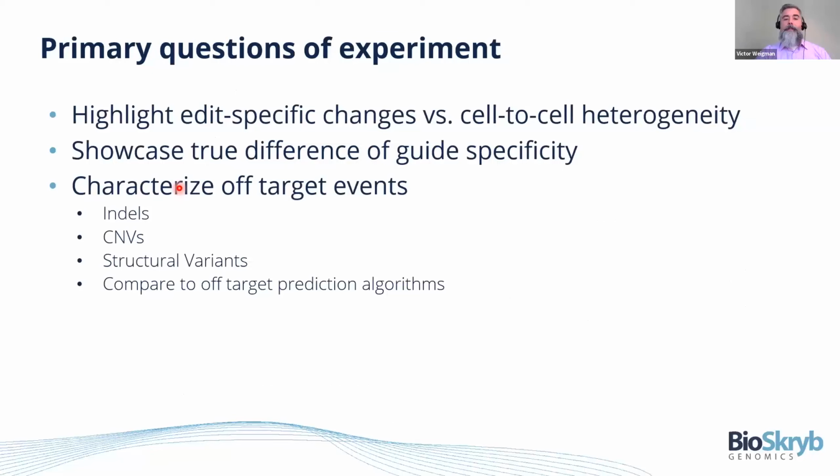And then we're going to characterize the off-target events. We're going to look at additional indels. We're going to look at copy number changes, structural changes, and we're actually going to add what we would be seeing if we were to leverage prediction tools of off-target events.